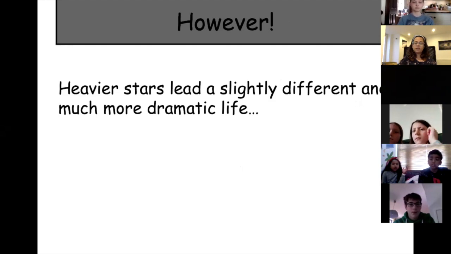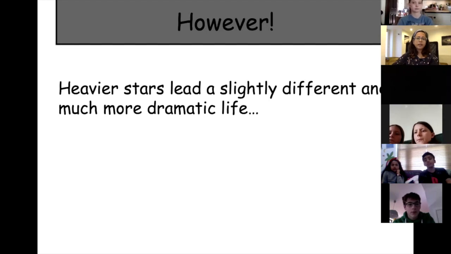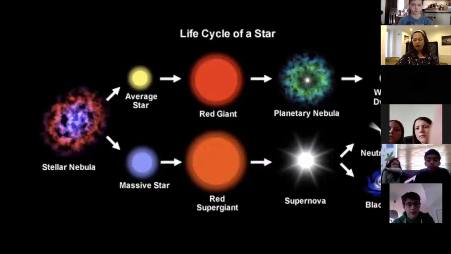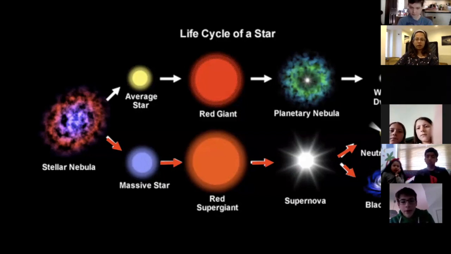Okay, so that was the life cycle of a very average, very normal star like our sun. And heavier stars lead a very different and much more dramatic life. We did the top track before, and now we're going to do the bottom track. We start at the same place with the protostars and the stellar nebula, but now we're going to look at what happens to massive stars, much, much bigger than our sun. For us, our sun seems big and is obviously very important, but our sun is pretty small actually, and massive stars can be 20 times the size of our sun or more.